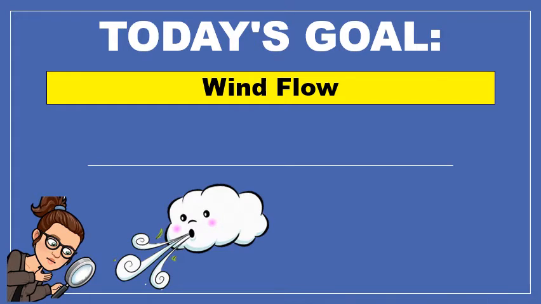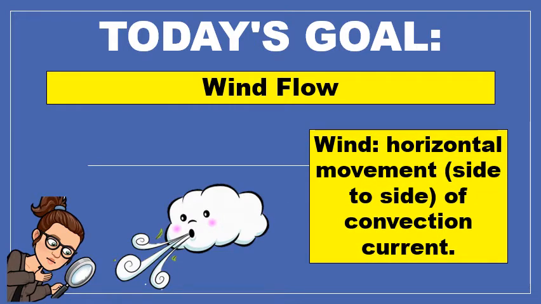And if I can remind you from last week, wind is the horizontal or side-to-side movement of convection currents. And a convection current is this pattern or cycle of warm air rising up because it's less dense, and air cooling down and sinking because it is more dense, and it makes that nice little pattern and flow. So we're going to talk about wind flow.